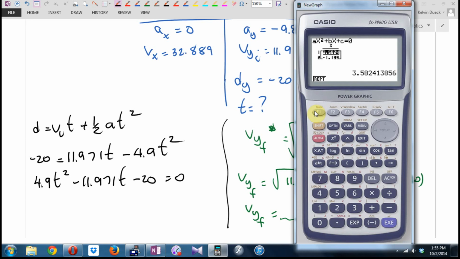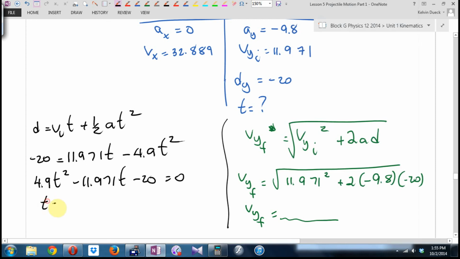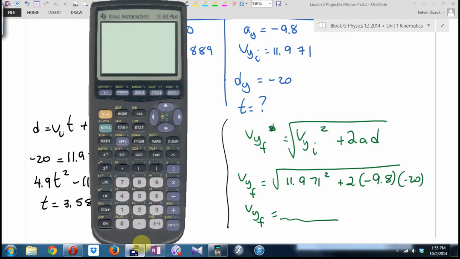So, if you use the quadratic method, do you get 3.5824? If I keep going here, I'll get 11.971, oh, hey, I have this answer button squared, that's convenient, plus 2 times negative 9.8 times negative 20, square root of that. I get Vy final equals 23.13. I have to recognize that it's on its way down, so I have to insert a negative. Am I wrong?